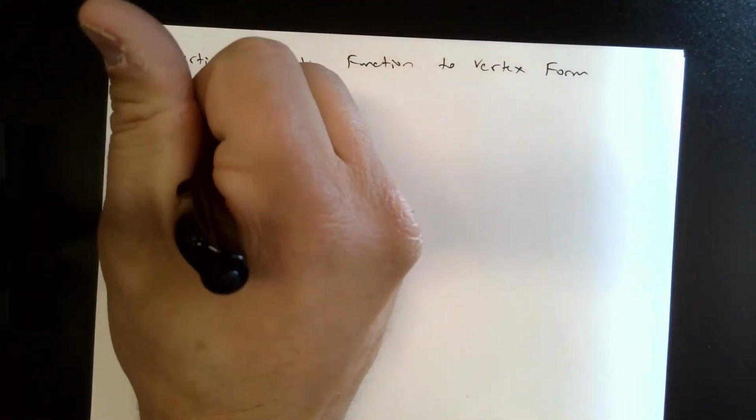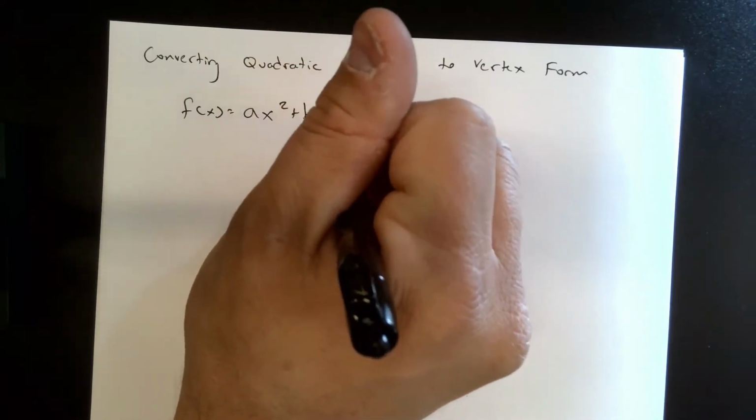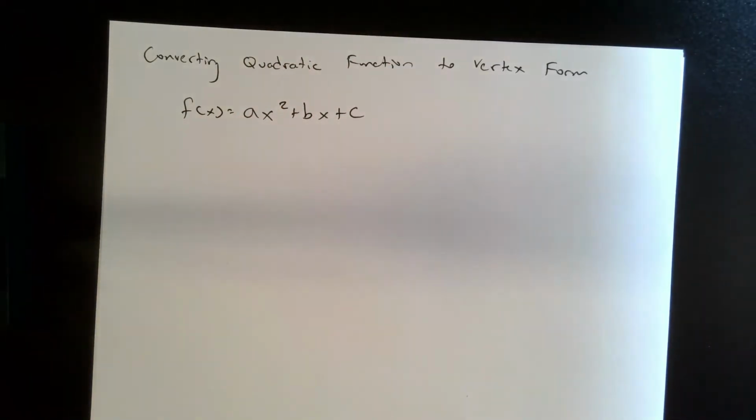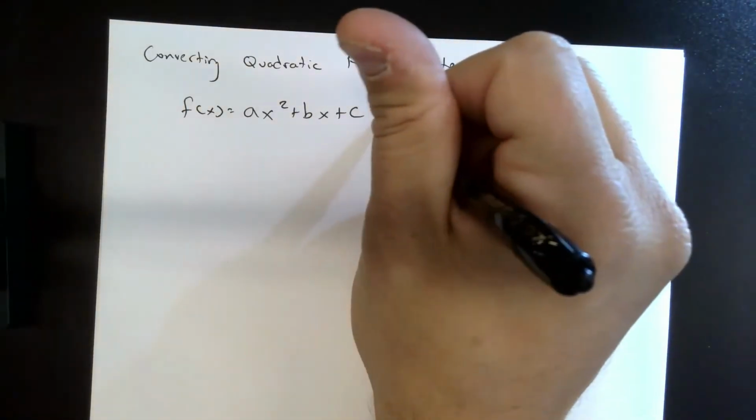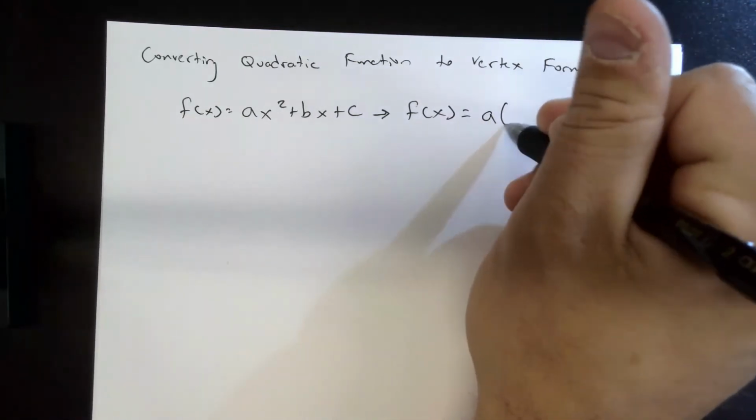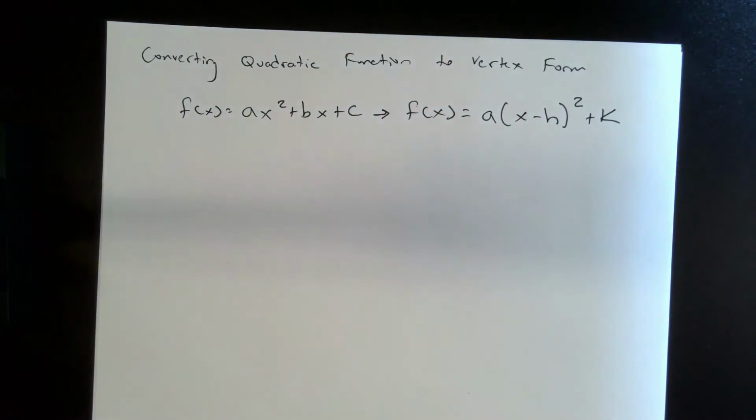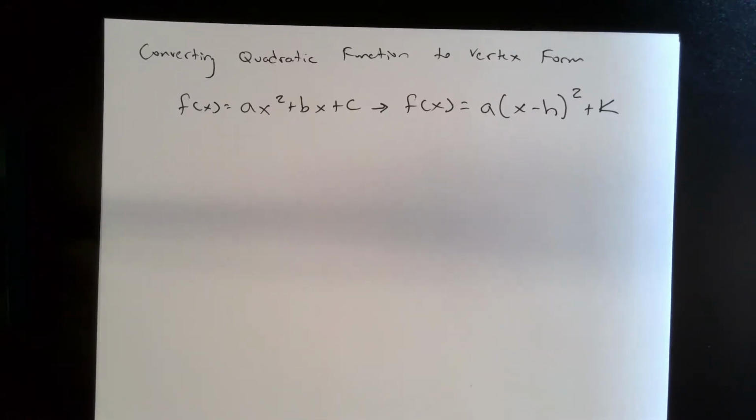Okay, so a quadratic function is f of x equals ax squared plus bx plus c. Now we're going to take it to vertex form, which is f of x equals a times x minus h squared plus k. So today we're going to do this. All right, everyone ready? I want you to write that.